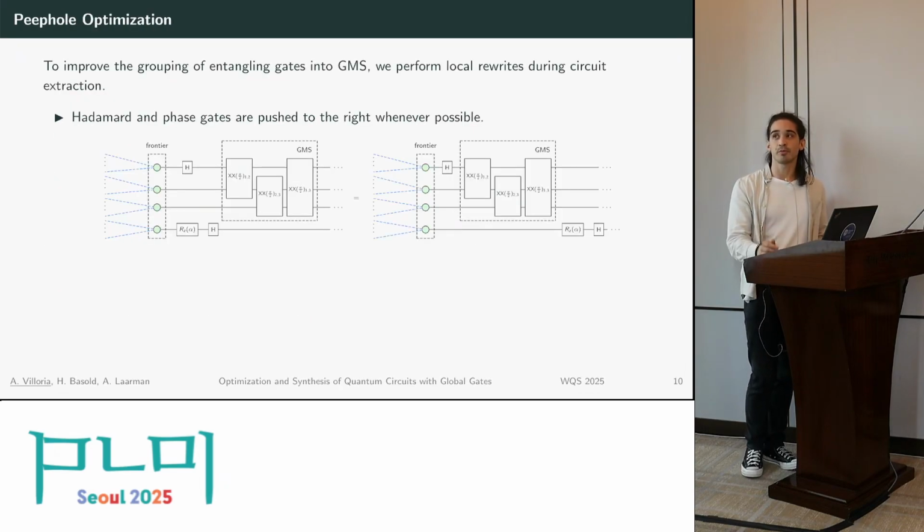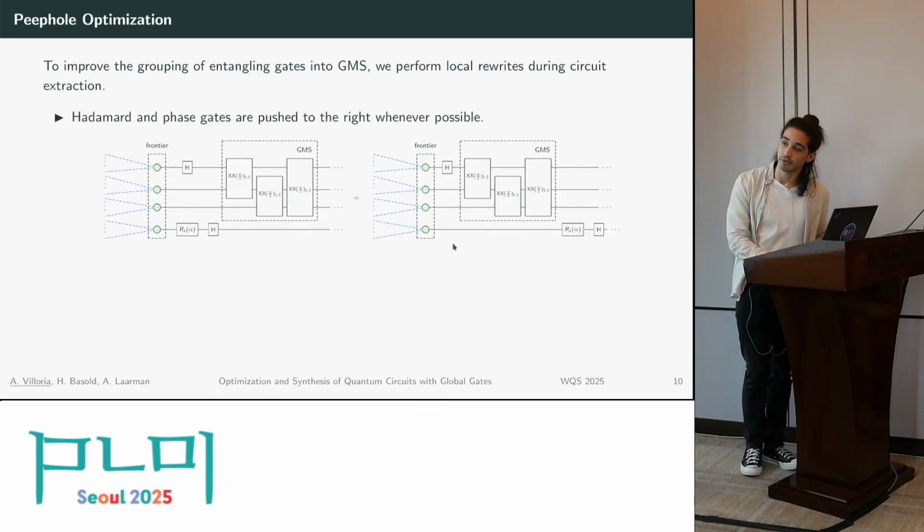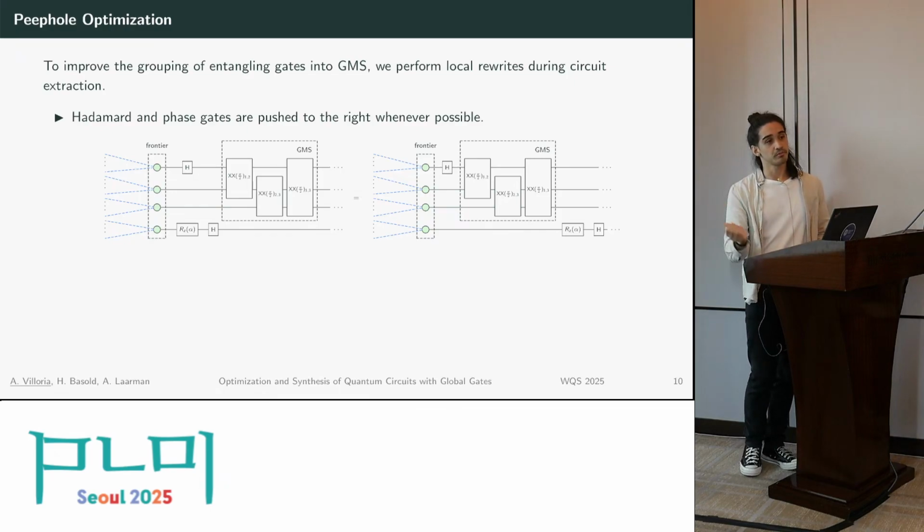Apart from this, we also do peephole optimization during the extraction. So I'm going to explain some of the things that we do, for example. When we have single qubit gates that do not collide with one GMS, we move them outside, so we can free up the qubit on the bottom, for example, here, in order to fit more entangling gates in the future. But in the case of the Hadamard on the top, for example, we would not be able to commute it past the GMS, so in this case we block this qubit for the future, and we're not able to join more entangling operations into this global gate.